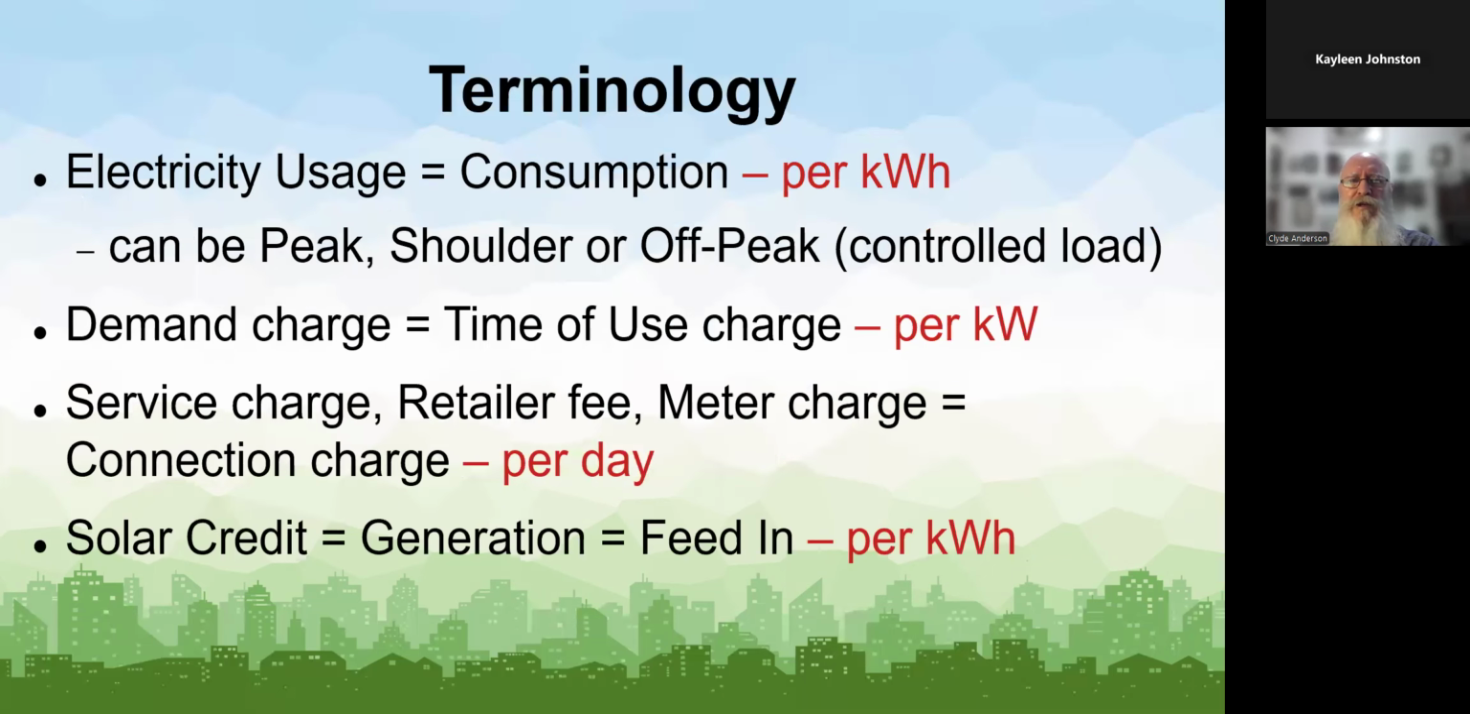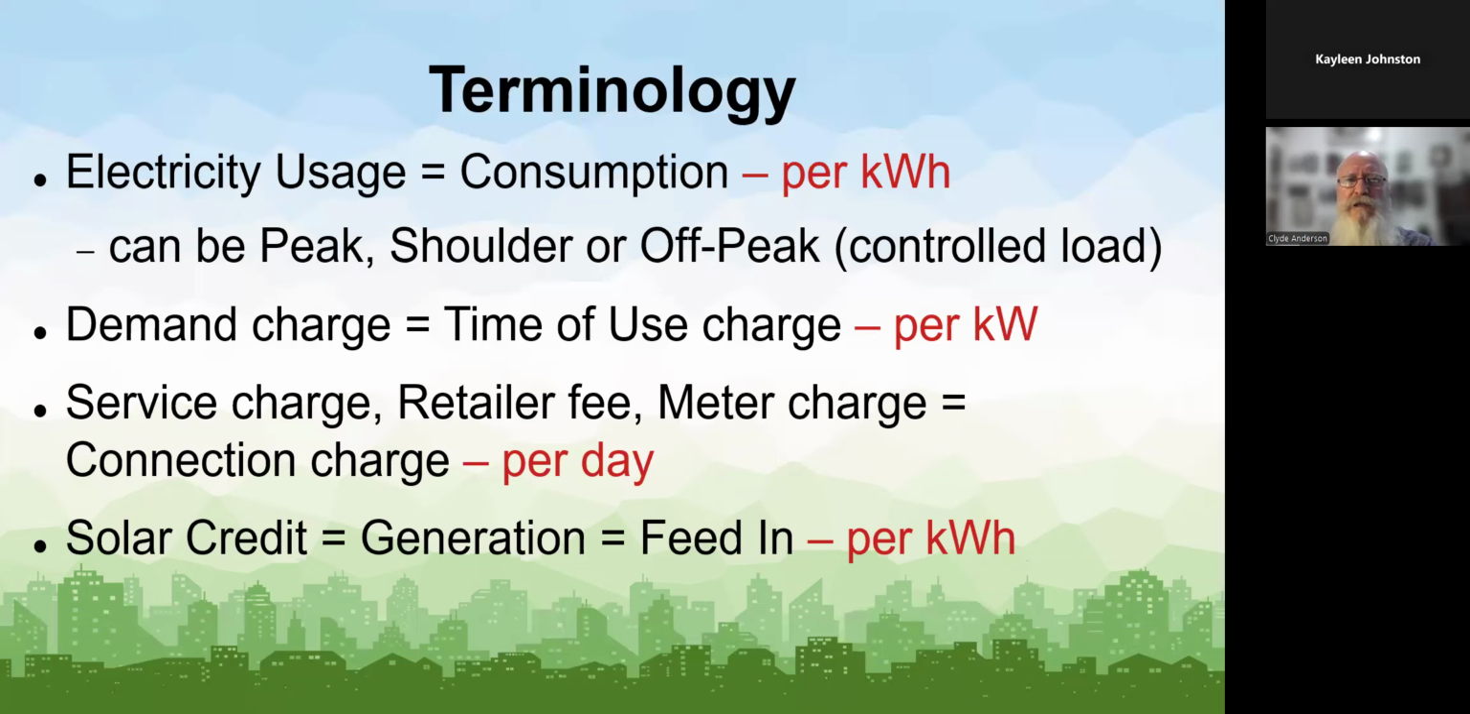Breaking that down a little bit more, energy usage is what is sometimes called consumption. That is, your consumption is in kilowatt hours. It can be measured in three ways: peak, shoulder or off peak. Now, shoulder is in between peak and off peak. What's peak? It's typically between 5 o'clock and 9 o'clock at night, something like that. It really depends on the time of day and the time of the year.